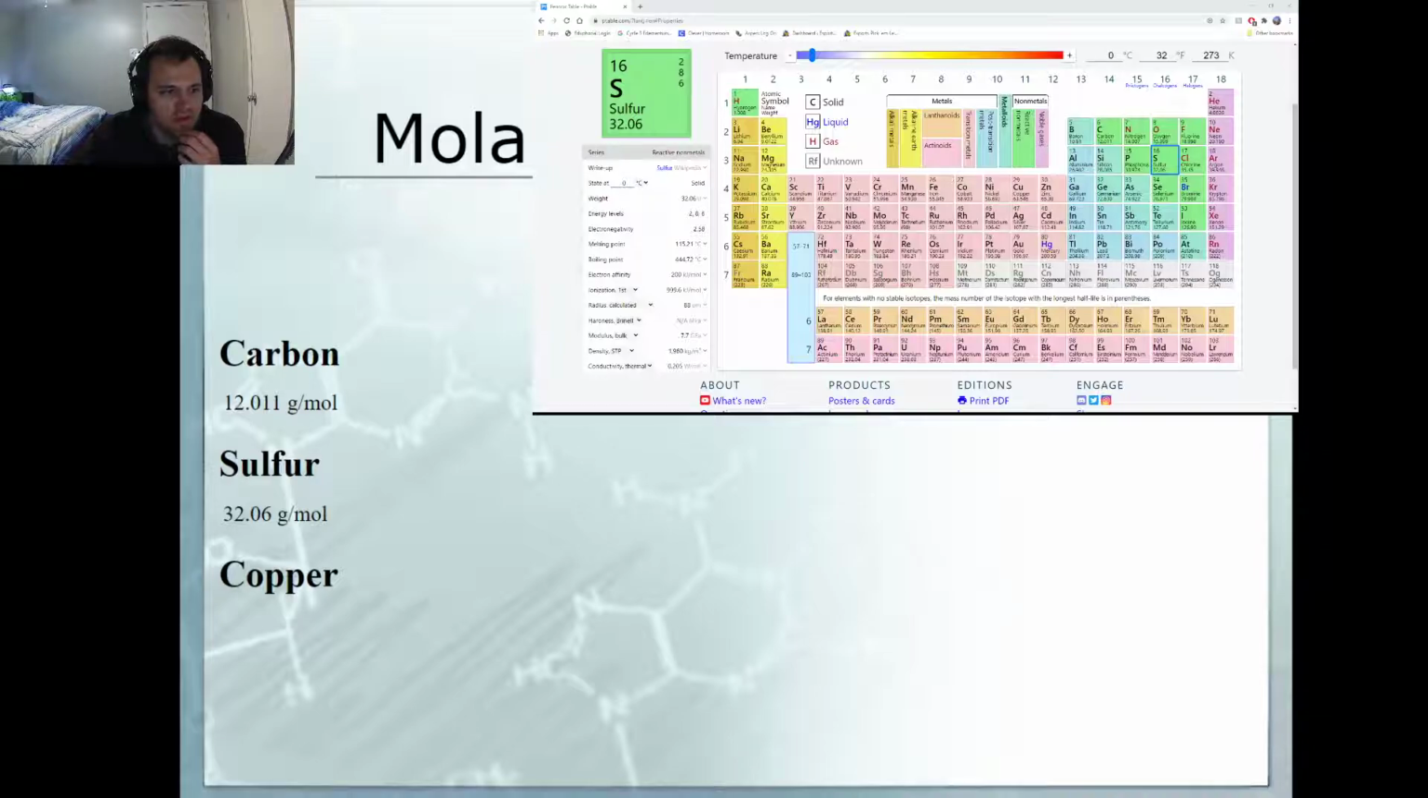It's that same deal with copper. For any element on the periodic table, it doesn't matter which one, whatever its atomic mass is below the symbol, that's how much 1 mole of it is going to weigh. So for copper, you have 63.546 is the atomic mass, so copper weighs that many grams per mole. It's real simple.